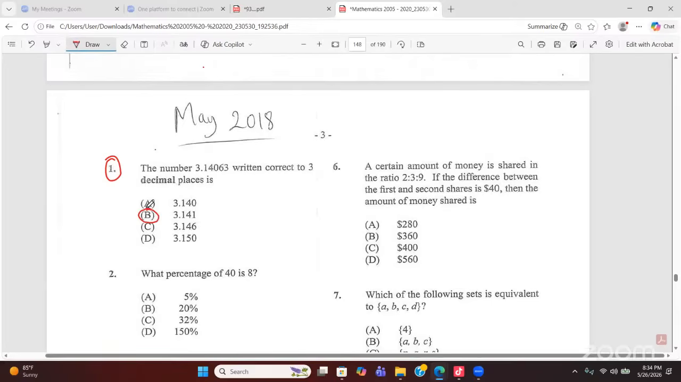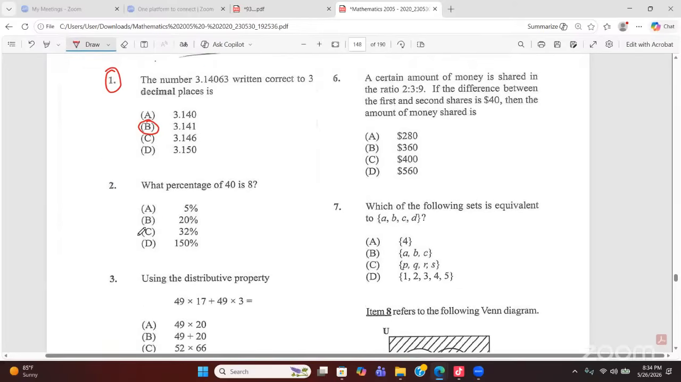Everybody good with that? All right. Look at the next one for me now. Work out the other one. 2018. Number two. What you all got for number two? What you got for number two?